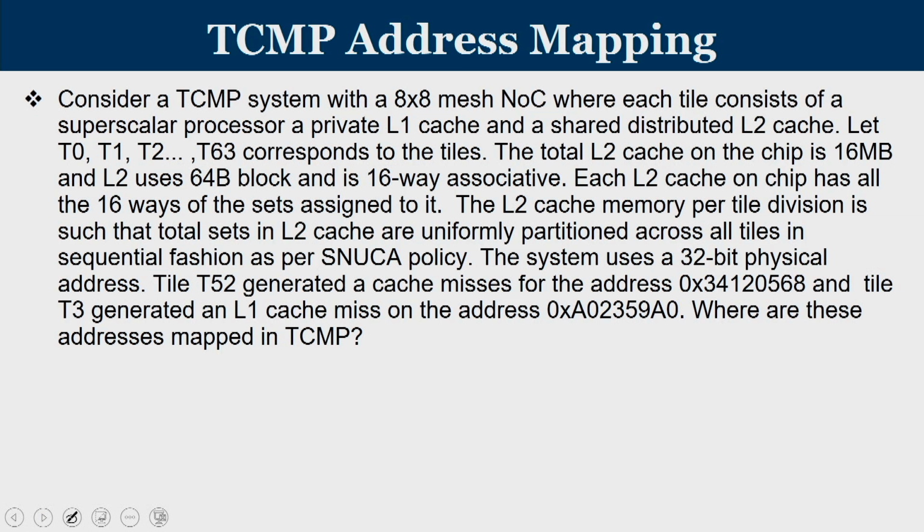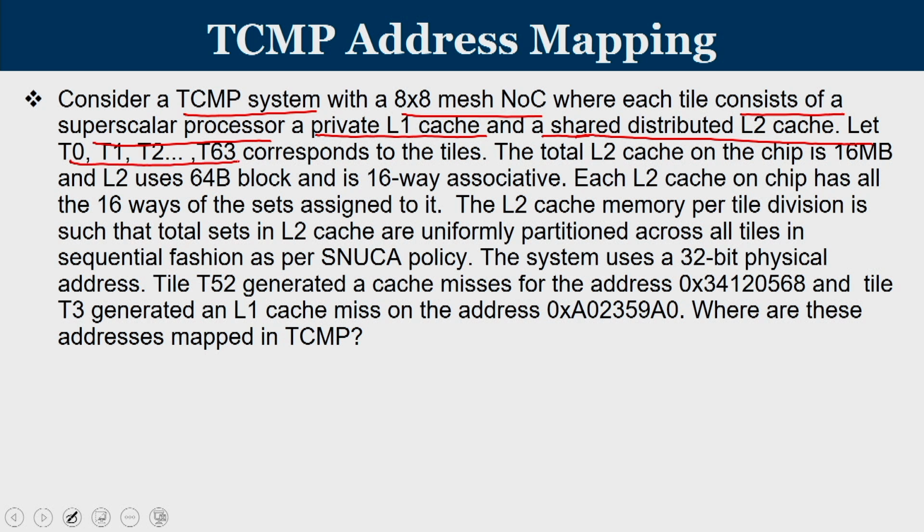Now, let us move into TCMP address mapping, tiled chip multi-core processors. This is a typical question which covers all the aspects of cache memory and NoC together. Consider a TCMP system in an 8x8 mesh NoC, where each tile consists of a superscalar processor, a private L1 cache and a shared distributed L2 cache. We have seen it in the lecture. Each tile consists of a processor, L1 and L2 cache, but the L2 cache is shared and distributed.